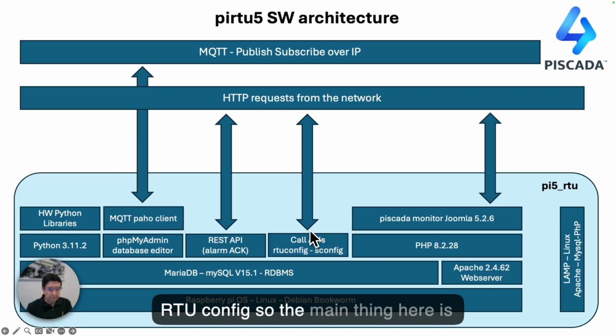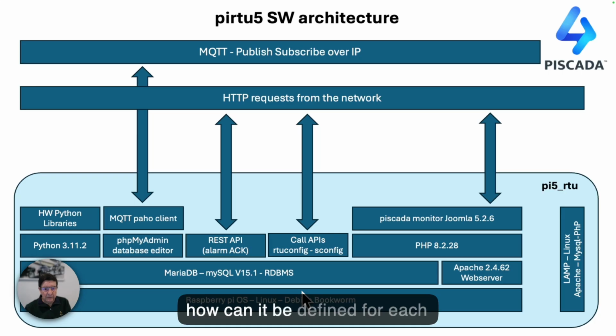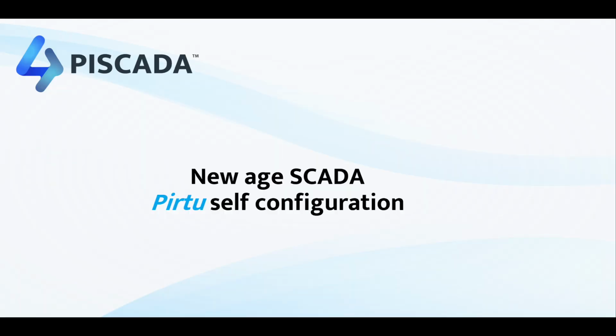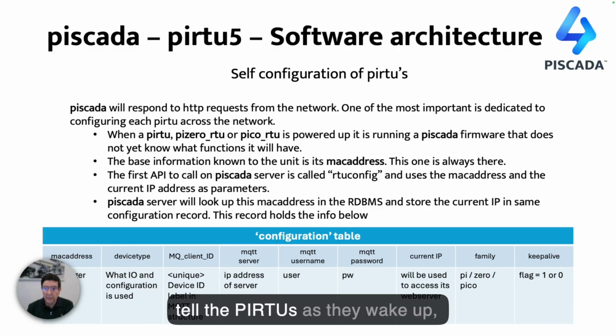The main thing here is that we are using, as I said, the same software for all RTUs. So we need to know how the same software, for any configuration or manufacturer, can be defined for each particular architecture when we actually implement a project. So how does the piscada master tell the Pi RTUs, as they wake up, what they are and what they should do?